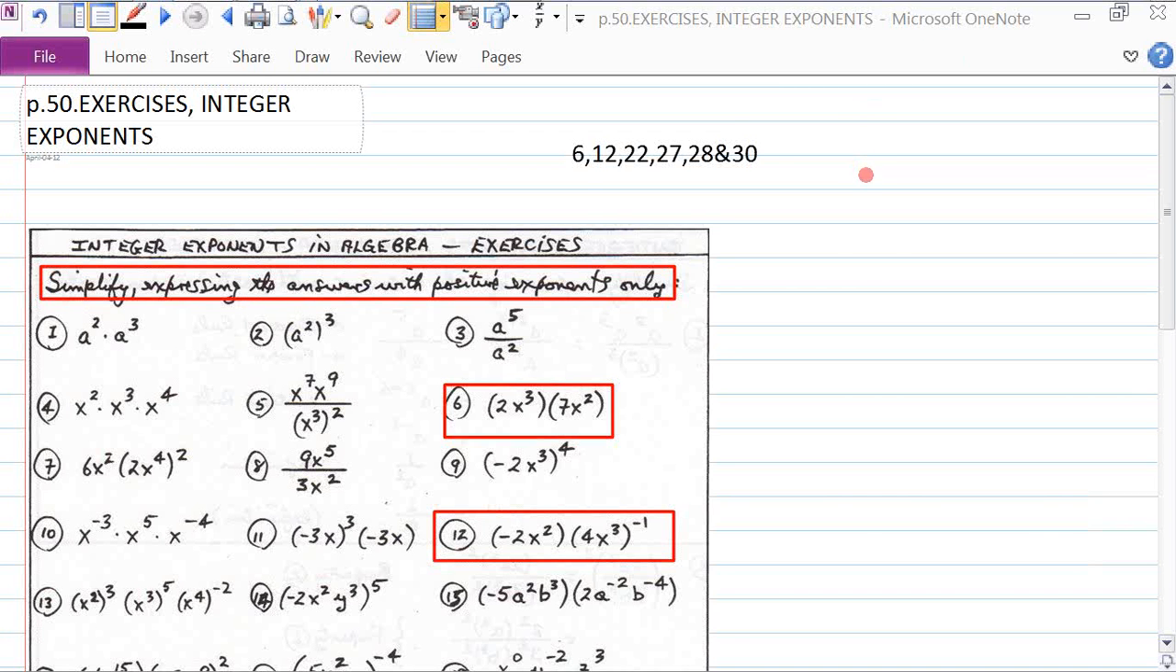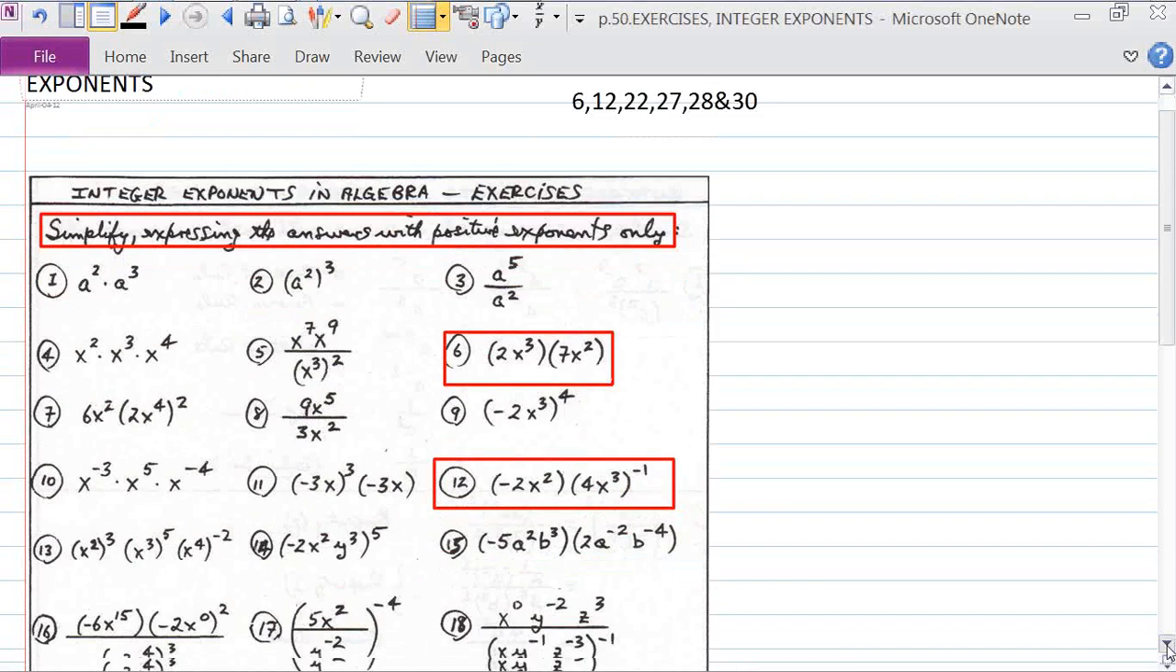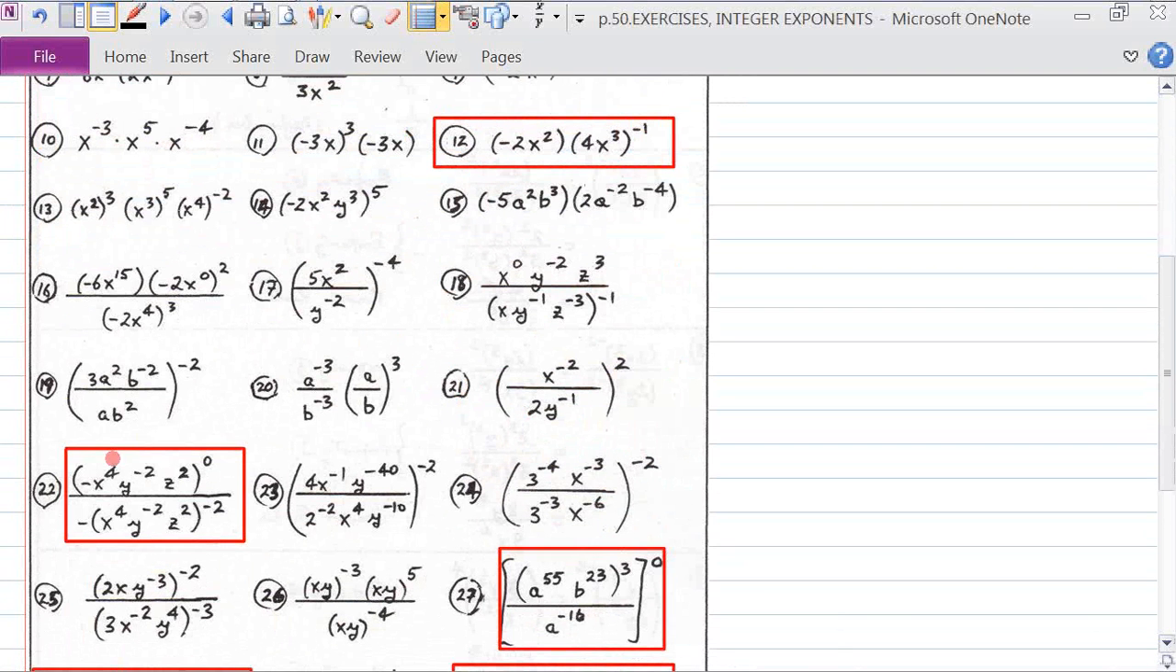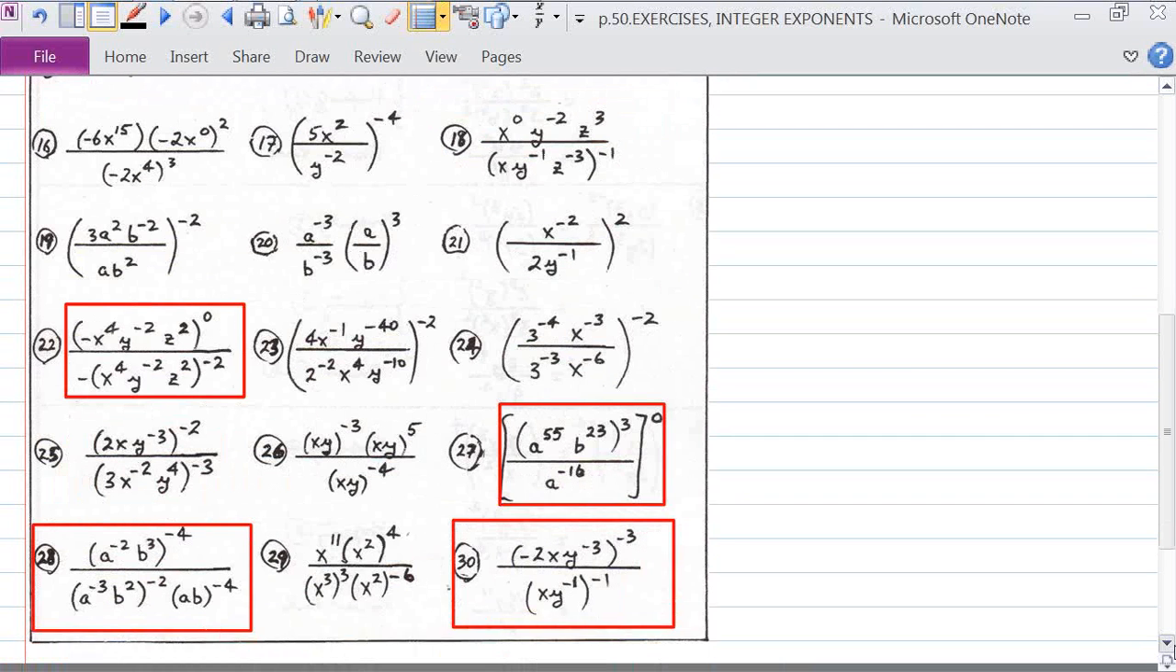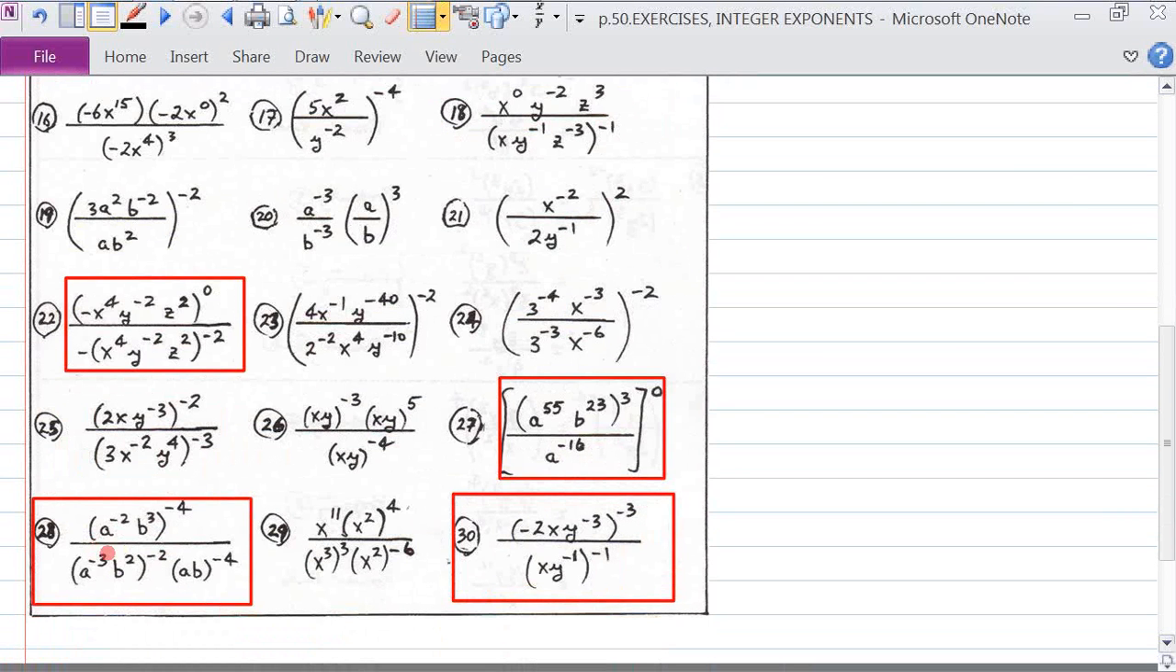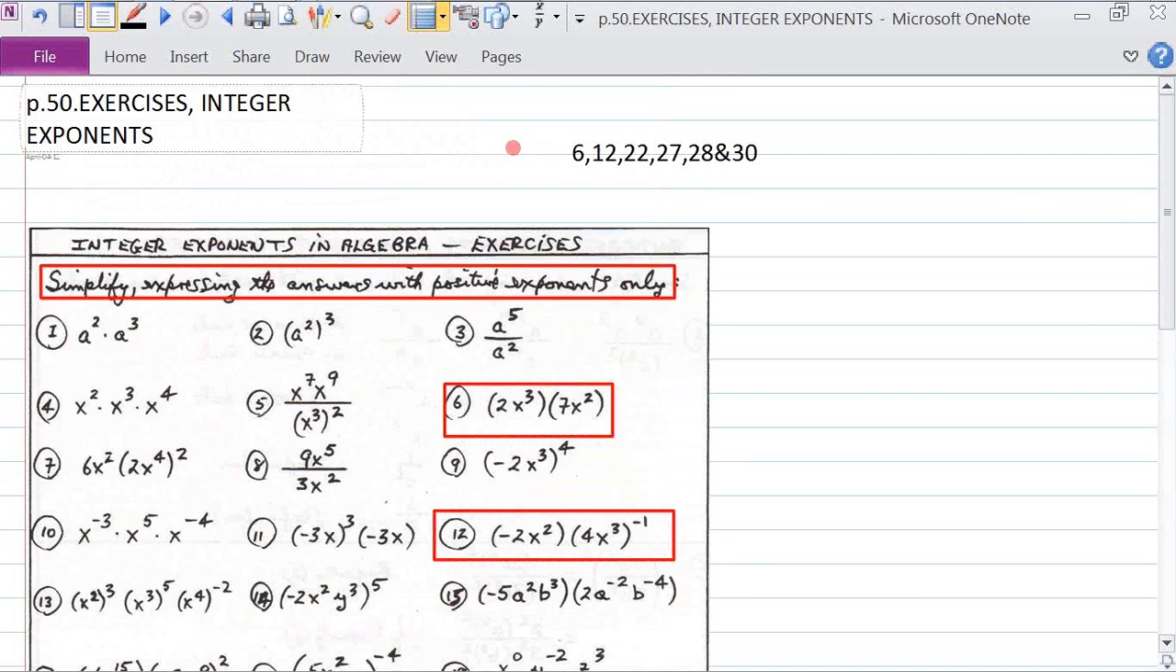We're on page 50 and we're going to do the following problems. Number 6 right here, number 12, number 22, number 27, number 28, and number 30. So we're going to do a total of 6 problems: 6, 12, 22, 27, 28, and 30.